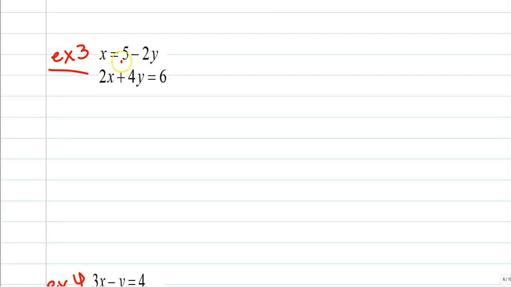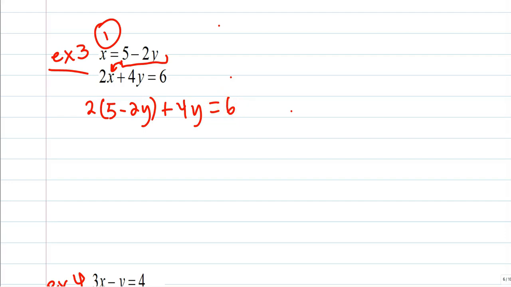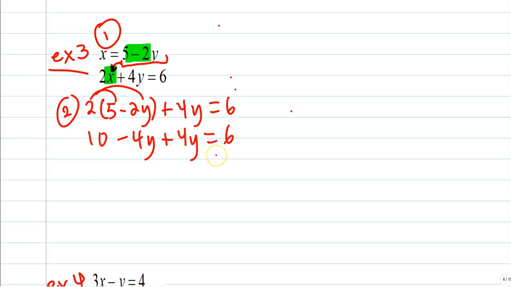Another one where I have x equals, right? Step one is already done for us. So I can take that 5 minus 2y and substitute that into the other equation for x. So it becomes 2 times x, 5 minus 2y, plus 4y equals 6. Don't forget, all we did was substitute this in here. We have to bring the rest of the equation down. Step 2 is to substitute and solve. 10 minus 4y plus 4y equals 6. Negative 4y plus 4y zeros out, and I'm left with 10 equals 6.